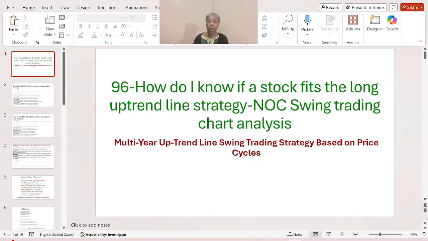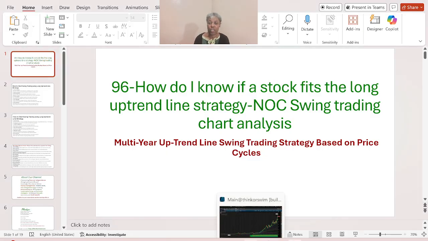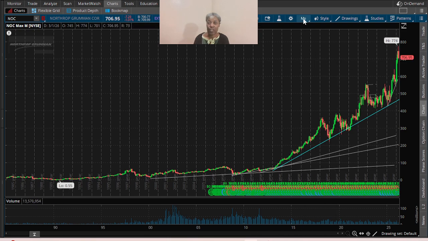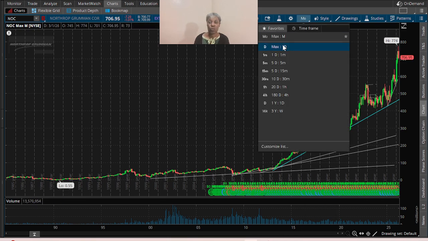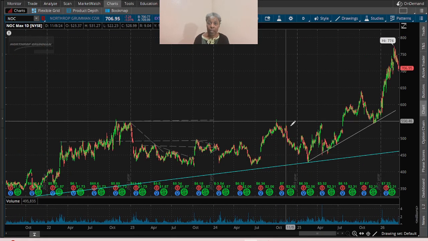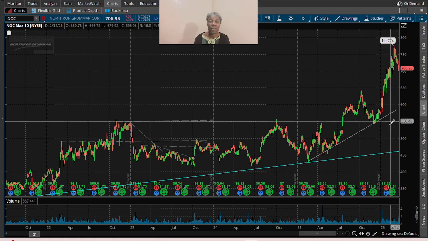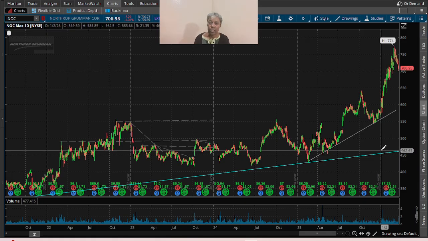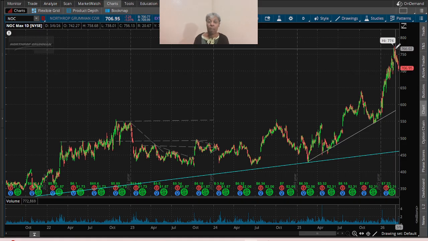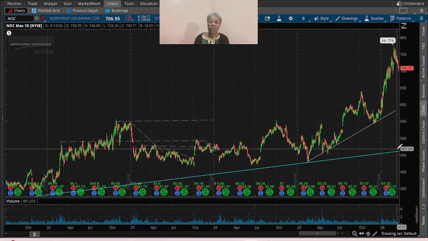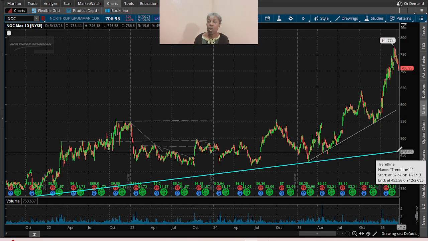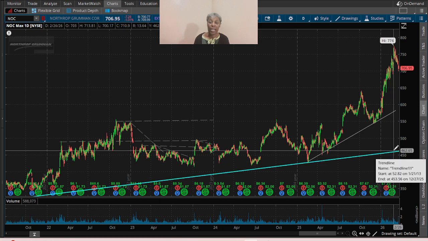That is how I know if a stock fits the long uptrend line strategy for me to add it to my watch list of stocks. So that is what I like to do on the maximum monthly chart. But I will come back to the maximum daily chart for my analysis, or my weekly analysis. And looking at it, I'll ask myself, is it time for me to buy? The answer is no, because it's coming from the mountain top, and I don't know if it's coming down yet or not. But until then, I will wait, because it's far away from the valley line.